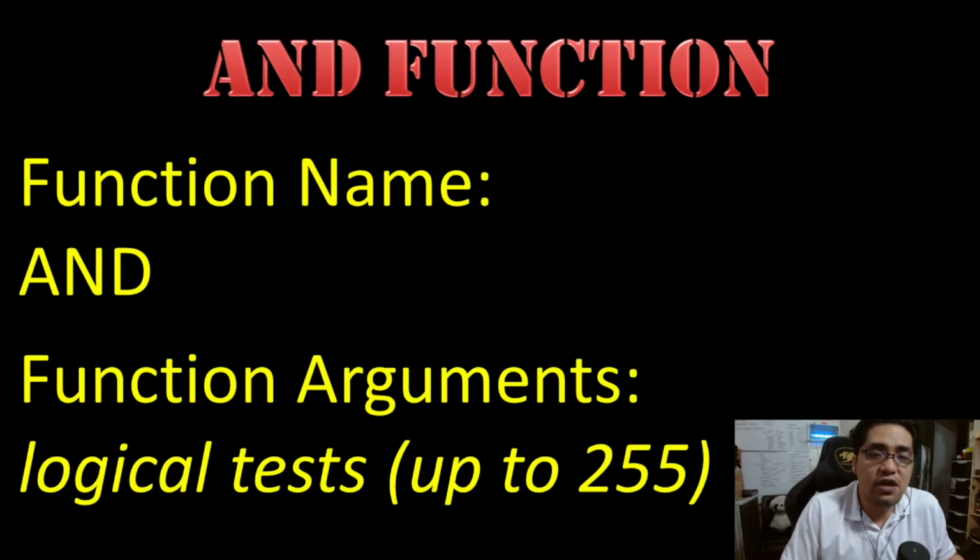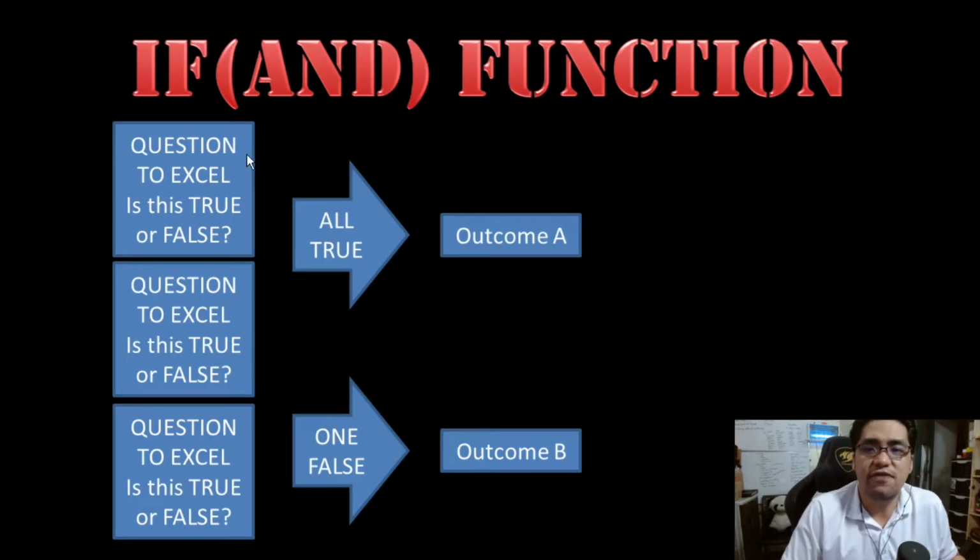So for the AND function, the function name is AND, and for your function arguments, you have different logical tests, up to 255. So this is what the if function is for. In the if function, instead of testing just one logical argument and then you have two outcomes out of that one logical argument, the AND function allows you to test multiple logical arguments. In this example, you only have 3. But again, you can have up to 255 logical arguments.